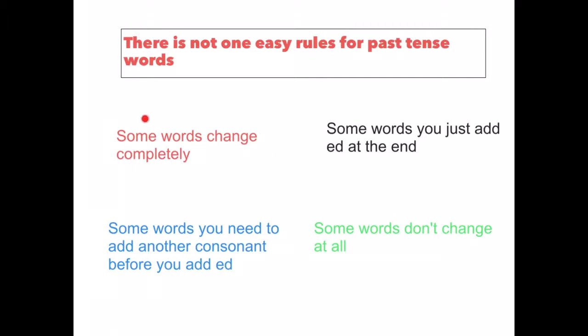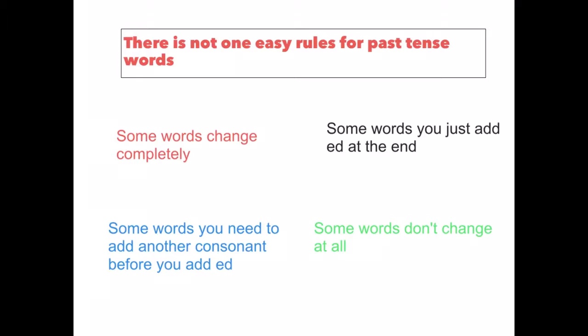Okay, so there's not just one rule for past tense words. Some words you'll see when they change to past tense, they change completely. The whole word changes. Some words you just have to end with ed. You just put ed at the end, and they're the easiest ones that we come across. Some you add ed, but you also have to add another consonant, which is what we're going to talk about later. And some words, interestingly enough, they don't change at all, whether you're talking about them happening today or whether they happened yesterday.